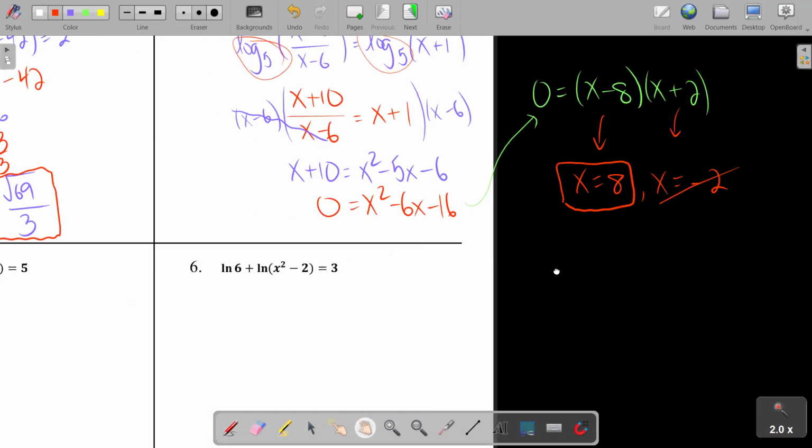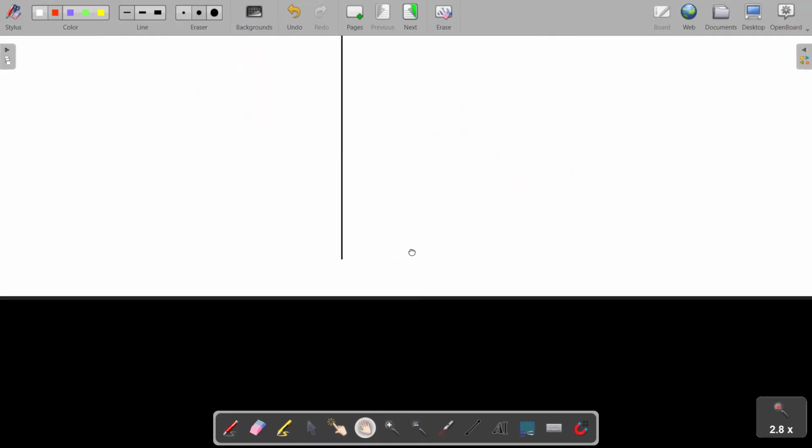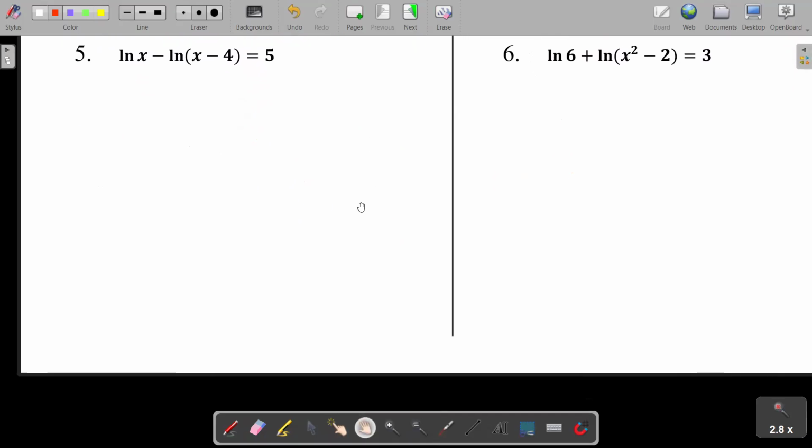Problem 5. 5 and 6 bring a lot of stress along with them because we have to tote around e. So let's start by just condensing. So this is going to be a natural log of x over x minus 4 equals 5. Just remember that this natural log over here is a log with a base of e. So when you water cycle this out, you get e to the 5th equals x over x minus 4.